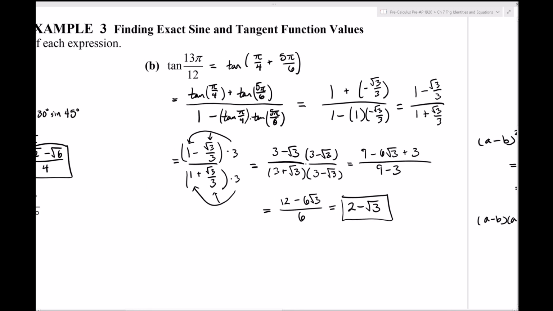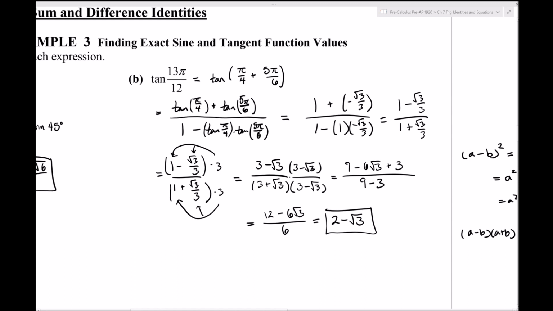Okay, so like I said, there was going to be a bunch of stuff that we had to do. The majority of this was algebraic simplification of the fraction within a fraction. So we were done with the trigonometry at this step. Everything else that followed that step was algebra.